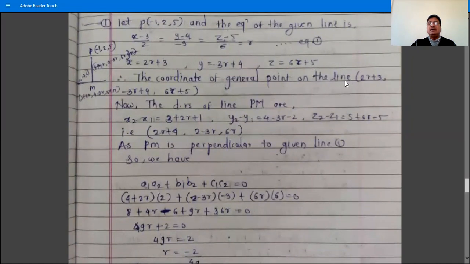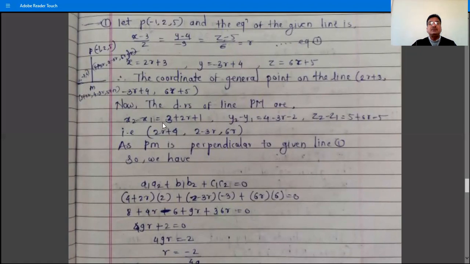So any point on the line has the coordinates of this format: (2r + 3, -3r + 4, 6r + 5). So this is the coordinate of the general point on this line. Okay, now what do I have to find? We have to find the point M, the coordinates of point M. If we have the coordinates of point M, then by using the distance formula we have the distance between these two.